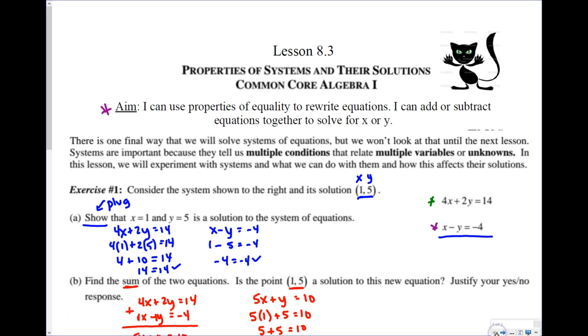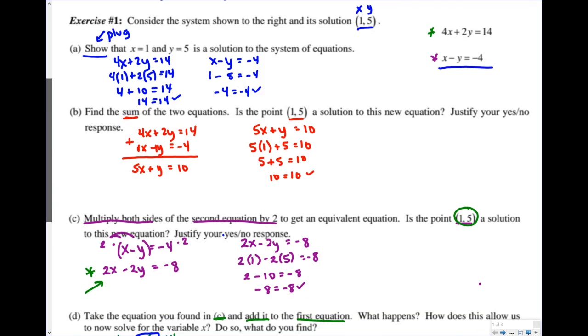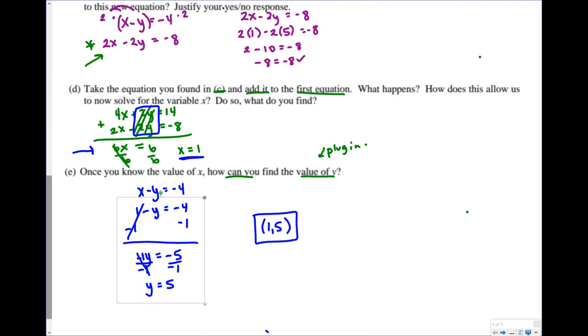It's very similar to this right here on the very first exercise we did, where when I added the y's together, you can't really see it, but see how it's a 2 and a negative 2?